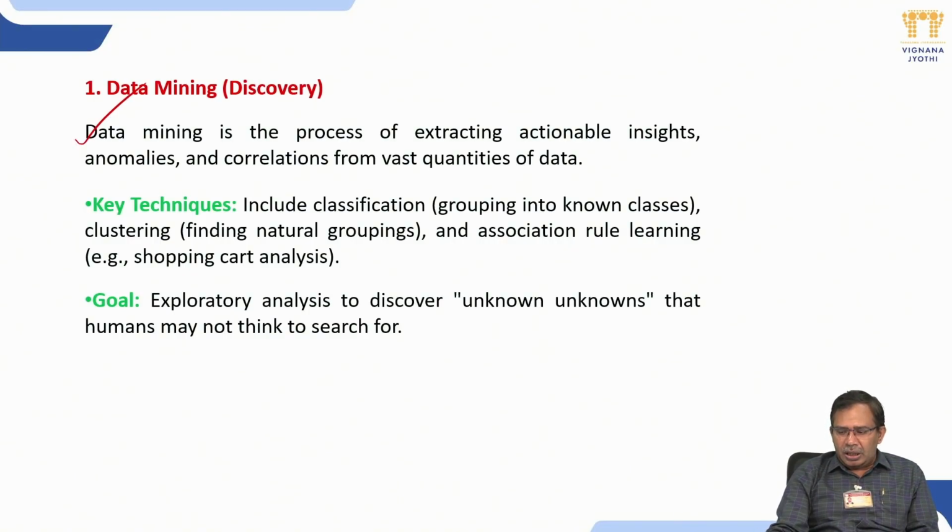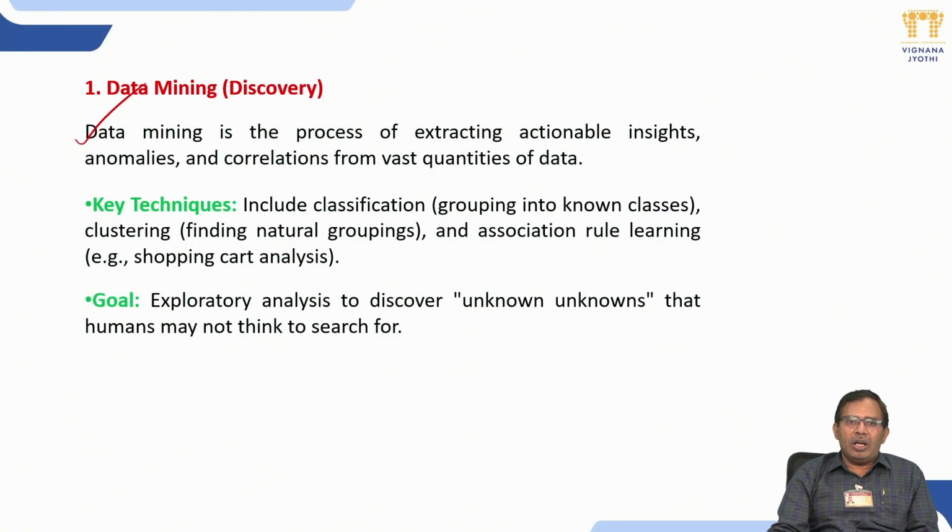Anomaly, stating whether it is spam mail or ham mail, a fraudulent transaction or a genuine transaction. And correlations from vast quantities of data. Correlation states that if a person buys the bread, the person will buy the butter in the maximum cases. It is called correlation. So the selling platform has to be ready with the bread as well as the butter.